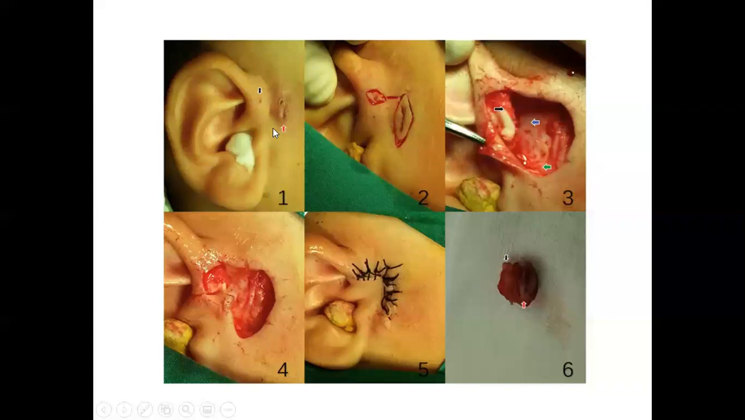So the preauricular sinus, I repeat it once again: the infected area, the incision given at both the areas, we have made it one, we have seen the track, we have removed the track, given the stitches, and this track has been removed.